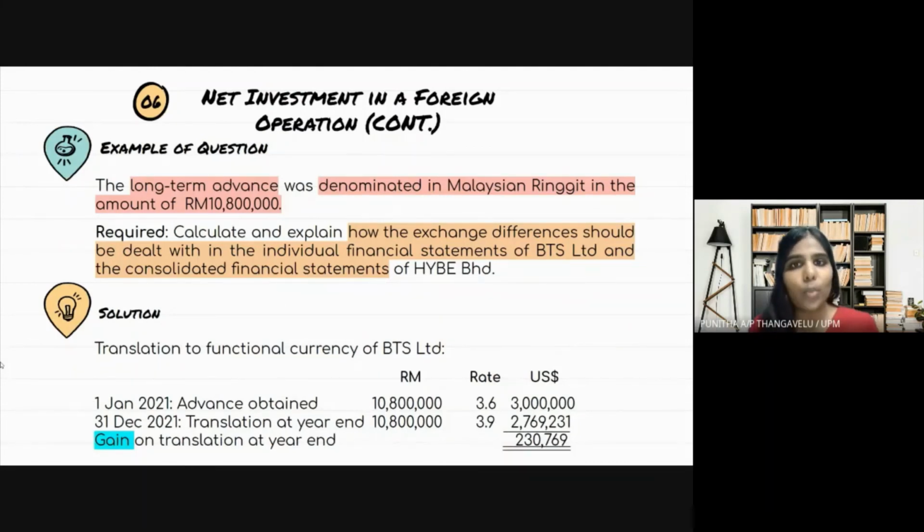The long-term advance was denominated in Malaysian ringgit in the amount of 10.8 million. Calculate and explain how the exchange differences should be dealt with in the individual financial statement of BTS and the consolidated financial statement of Hai Berhad. So the solution is translation to the functional currency of BTS. The advance obtained is 10.8 million, and this is the rate at the date of transaction, and this is the closing rate, and the difference would be the gain on translation at the year end.